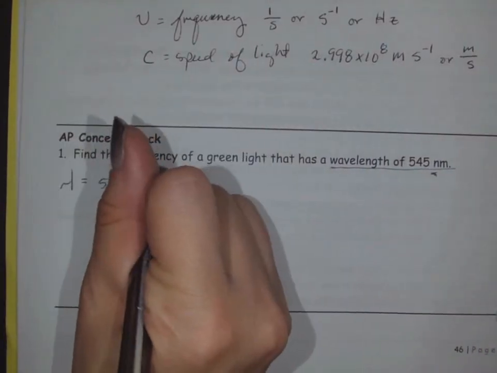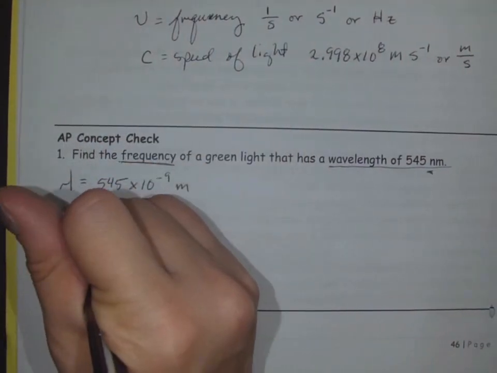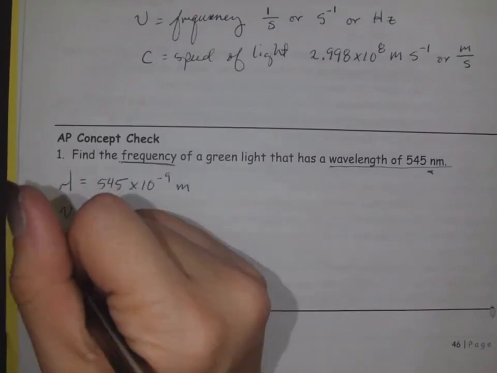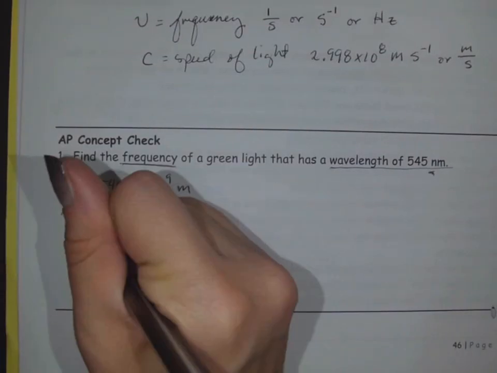Find the frequency. Okay, find the frequency of a green light that has that wavelength. Great. We also know the speed of light because it's constant, so I'm going to add this to my list of knowns and unknowns.